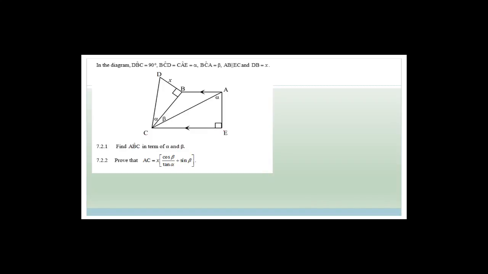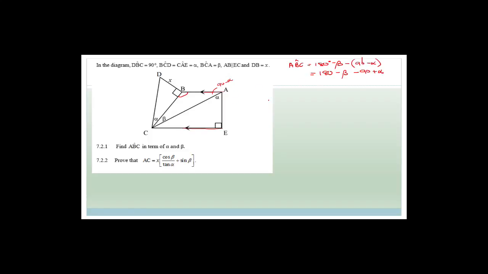I did it slightly differently yesterday, but it's going to work out to be the same. Do you agree that these two lines are parallel? If that's the case, then this angle here is co-interior with this angle. If this is 90, then the whole of this is going to be 90, which means that this is 90 minus alpha, which means that this big angle B, which is what we're trying to find, ABC, is going to be 180 degrees minus beta minus 90 minus alpha, okay?